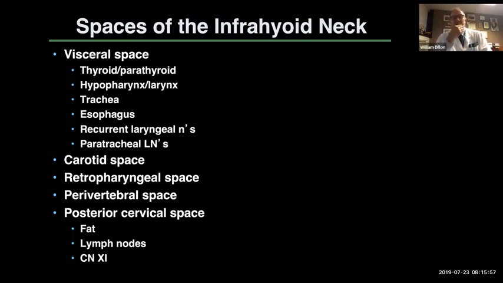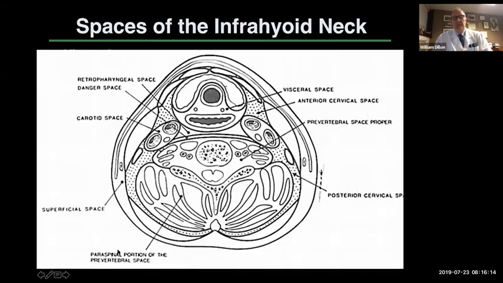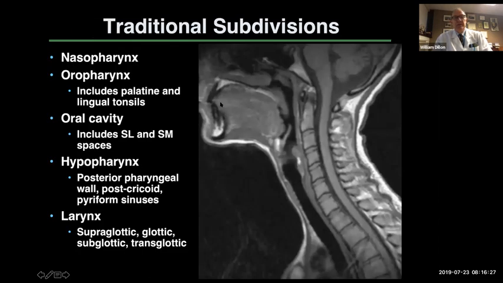Now, the infrahyoid neck, we've been talking mainly about the spaces of the upper neck. The infrahyoid neck has a number of spaces as well. The visceral space surrounding the thyroid and these structures, the carotid, retropharyngeal, etc. spaces. And so it's a little bit different, but these spaces can be used in the same way as I've been talking about. That is, a mass around the thyroid gland we think of as the visceral space.